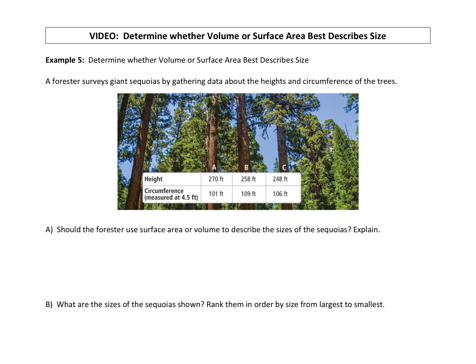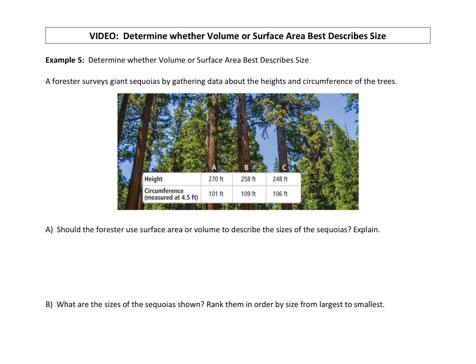We can see how tall each tree is. So A is the tallest, then B, then C. But they do have different circumferences. And when it says measured at 4.5 feet, that's 4.5 feet off the ground. That's where they measured the circumference because trees kind of taper as they get toward the top. So you just want to make sure if you're comparing circumferences that you are measuring from the same spot on each tree. Okay. So should the forester use surface area or volume to describe the sizes of the sequoias?